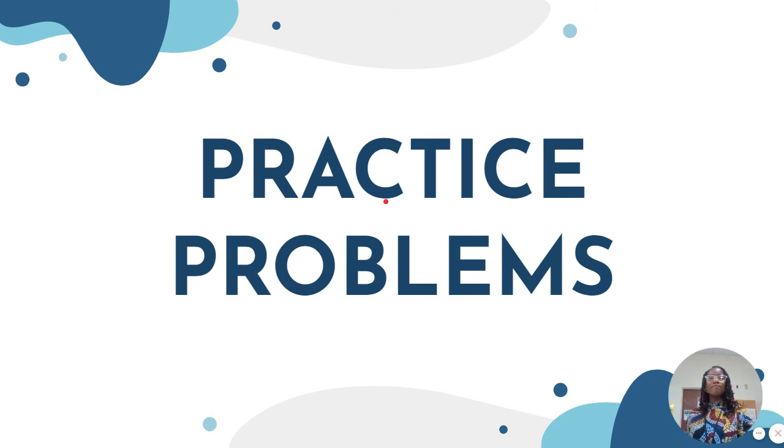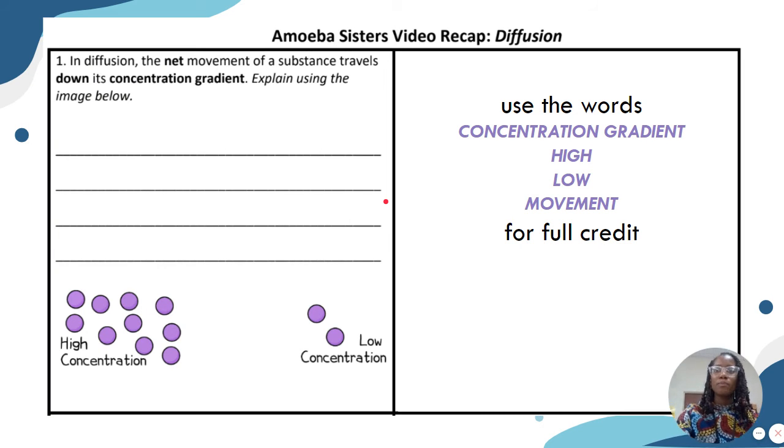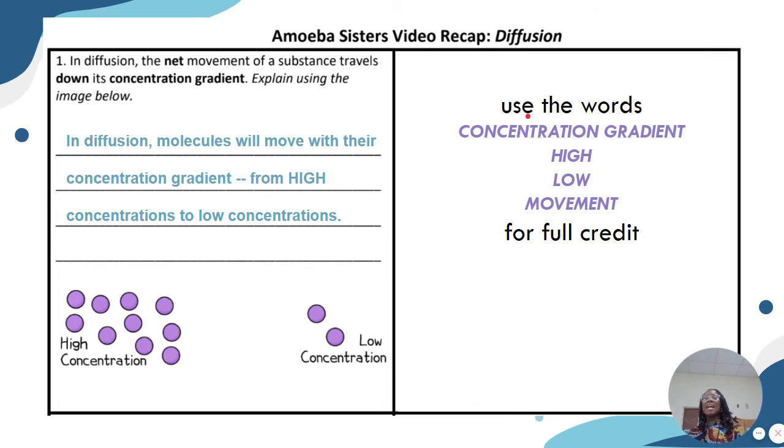Practice problems. Let's do some practice. So in diffusion, the net movement of a substance travels down its concentration gradient. Explain using the image below. So explain to me what diffusion is and make sure that you use these words, otherwise it will not give you full credit. Here's what I said. In diffusion, molecules move with their concentration gradient from high down to low concentration.